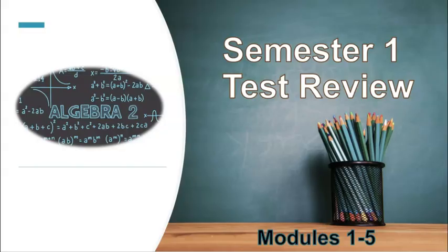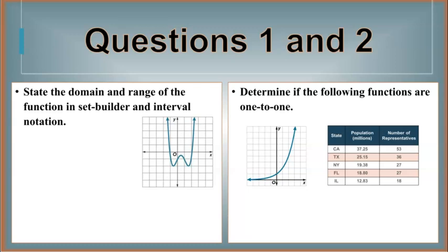Semester 1 test review covering modules 1 through 5. Question 1. State the domain and range of the function in set builder and interval notation. So for here, the domain can be any x value I can put in there because it keeps going to the right and to the left. So the domain in set builder notation would be x such that x is an element of real, or you could just say x is all real.